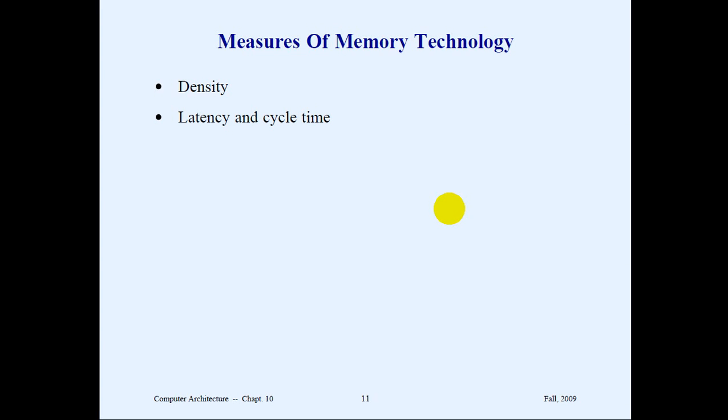A couple of things we think about when we think about memory technology are the density of the memory, the number of memory cells per square area of the silicon chip, and what the latency and cycle time are.